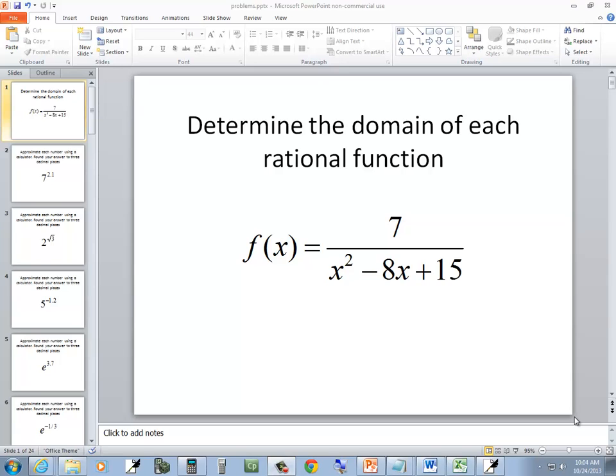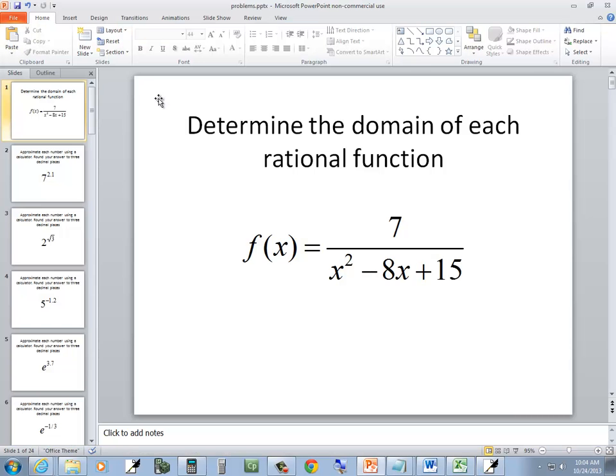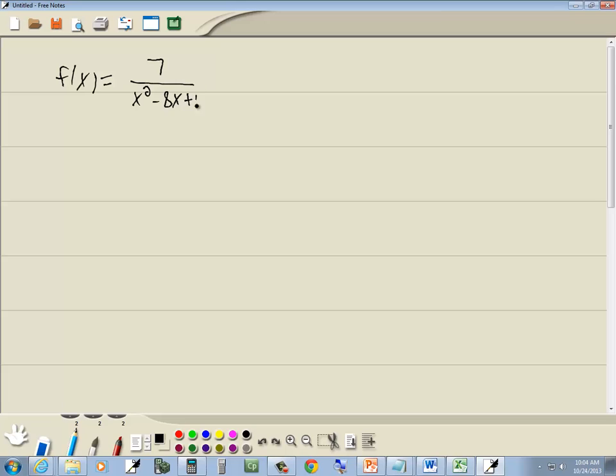In this problem, we want to determine the domain of this function. So we've got f of x is equal to 7 over x squared minus 8x plus 15. Now to find the domain, this is the domain of a fraction in general, whether it's a function or just a rational expression. If you've got a single fraction, you set your denominator equal to 0 and solve it. So we've got x squared minus 8x plus 15 is equal to 0.